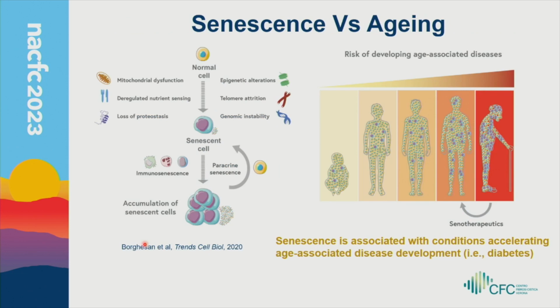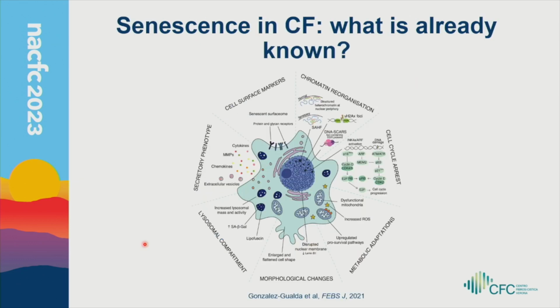I'd like to point out also that senescence is not aging. Senescence is associated with conditions accelerating age-associated diseases, including, for example, diabetes, but has particular pathways and particular biomarkers. So if we look at the current landscape of cellular senescence, we can see a lot of biomarkers that we could investigate.